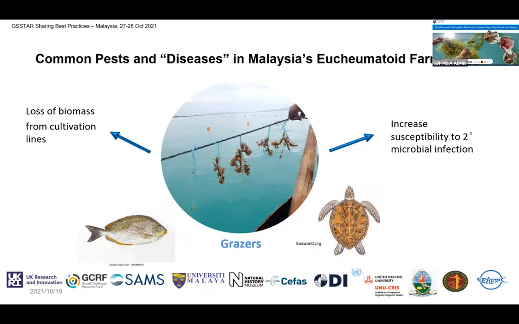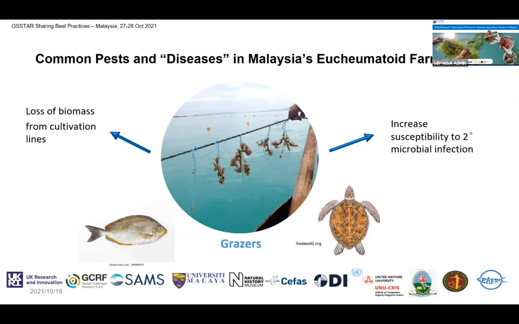Some of the common grazers reported in Sabah include turtles and rabbitfish. Grazing leads to open wounds on the surfaces of the seaweed and may increase susceptibility to ice and microbial infection. Turtles are particularly a concern for farmers as their flippers tend to damage cultivation lines and cause huge losses, as you can see in this photo. There have been suggestions that turtles from conservation programs be released away from farming sites, and this calls for proper marine spatial planning.